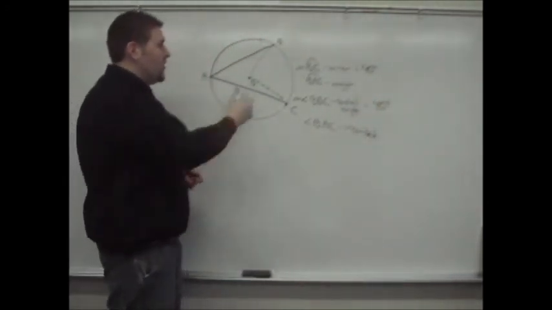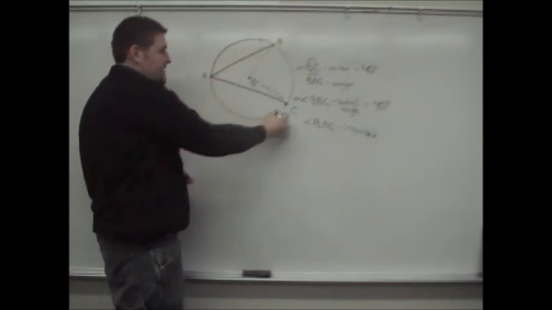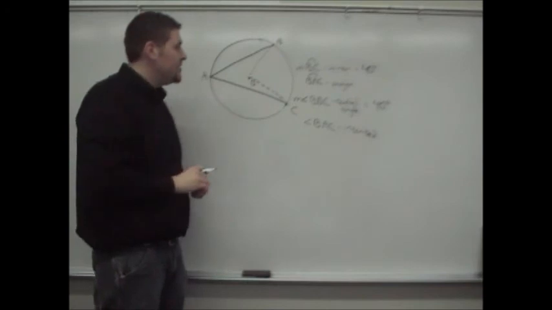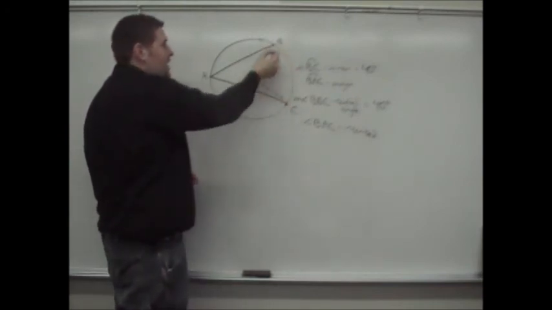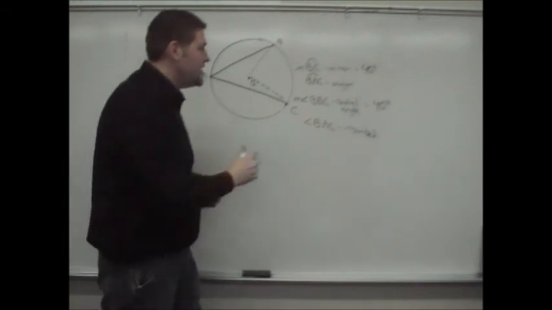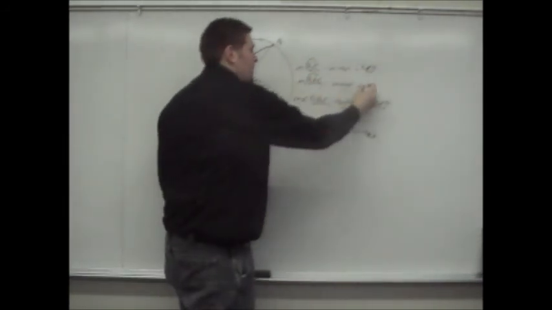Okay. Now the major arc, the one that goes from B to A to C, that would be the remaining piece of the 360 degrees. So if I knew that BC was 40, this remaining measure out here would have to be the remaining 320 degrees.